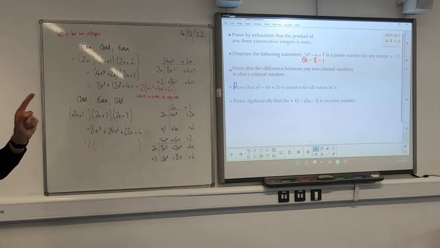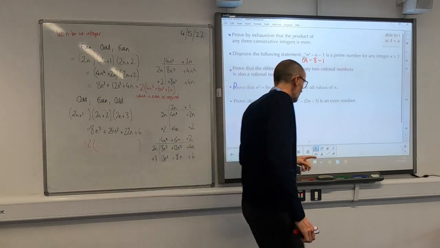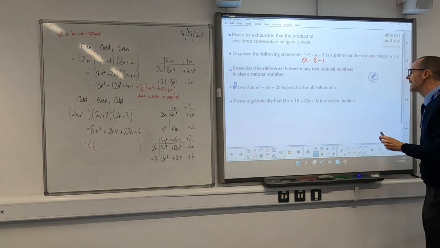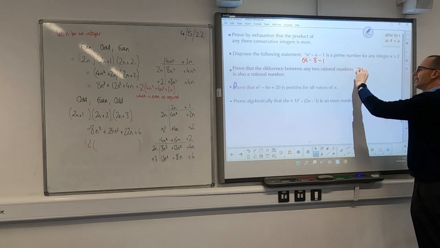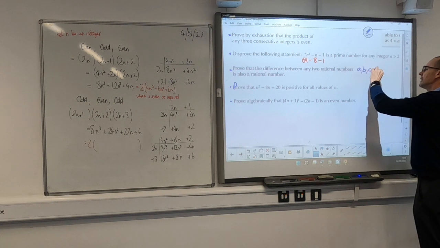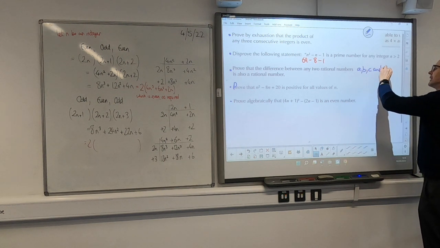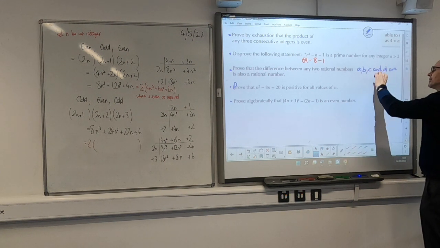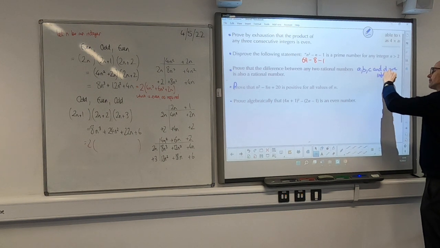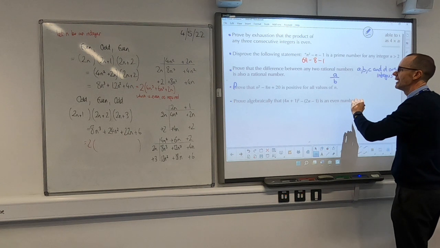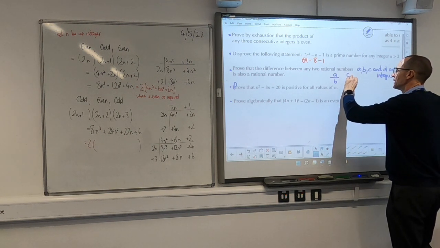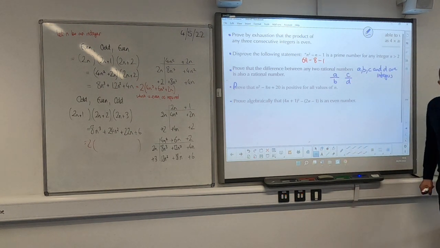Yeah. So rational number questions. A rational number is any number that can be written as a fraction. So let's say A, B, C, and D are integers. So you've got one rational number, which is A over B, and another rational number, C over D.